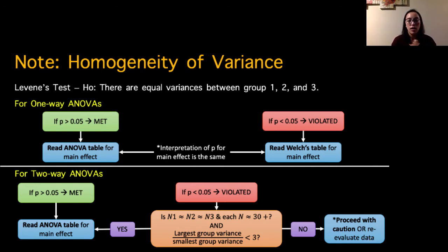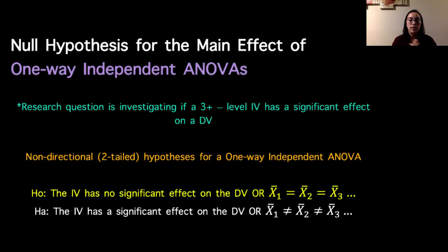All right, into our hypothesis testing. For one-way independent ANOVAs, let's say we've met all of our assumptions and we now have gone to our ANOVA table. Okay. Usually when we're looking at a one-way ANOVA, the research question is investigating if a 3 or more level independent variable has a significant effect on a dependent variable.